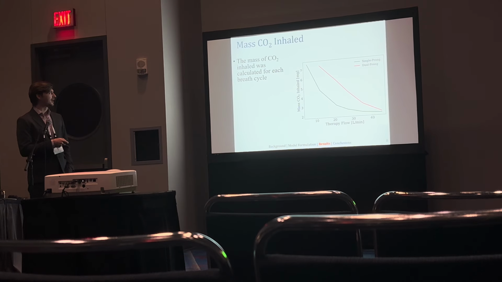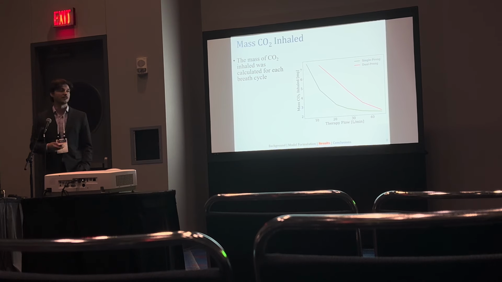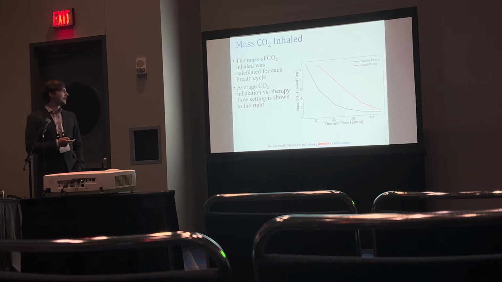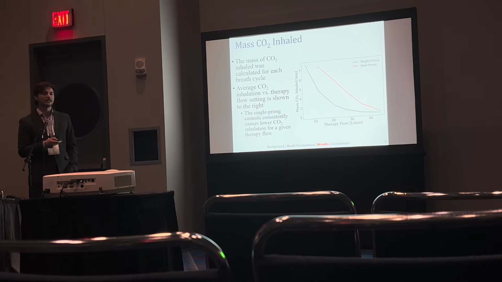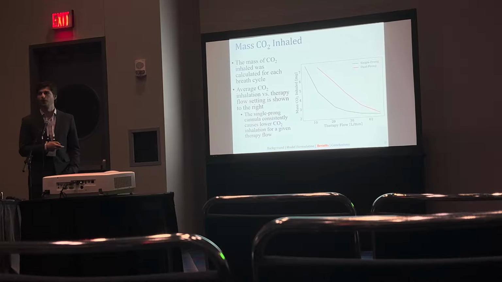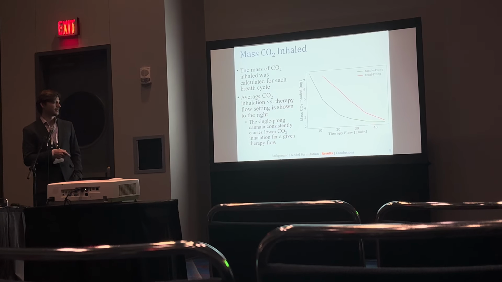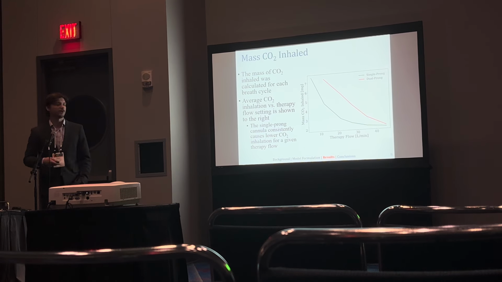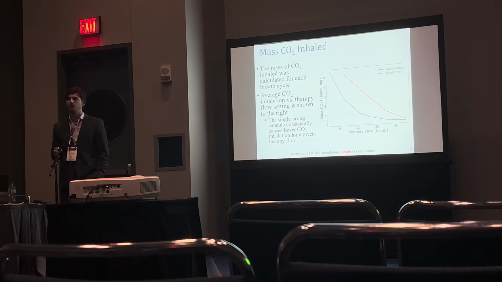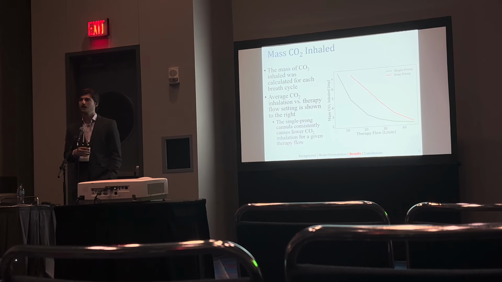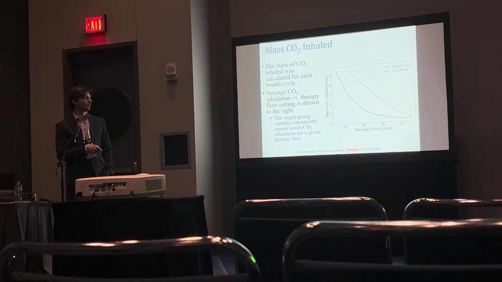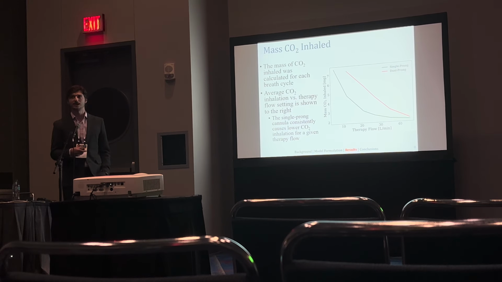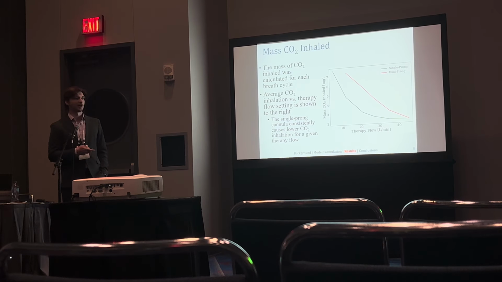So now showing a plot of the mass of CO2 inhaled versus the therapy flow for both the single prong cannula and the dual prong cannula, we can see that the single prong cannula consistently causes lower CO2 inhalation for each of the therapy flows tested. And now these values were collected over multiple breath cycles. So each of these models was run for about 10 to 12 breath cycles, and then the first few were not included in the final breath averaged values because they were traversing to their quasi-steady state, and then only those quasi-steady state values were included for the final metrics.